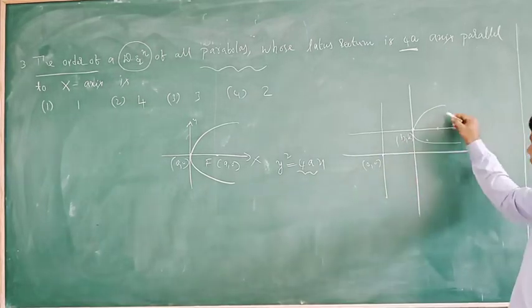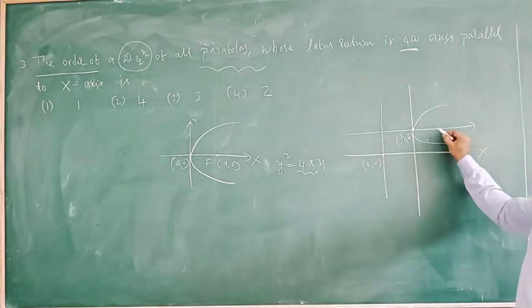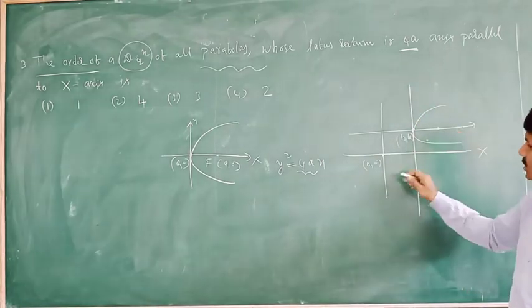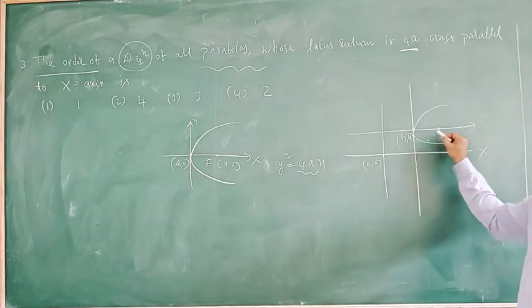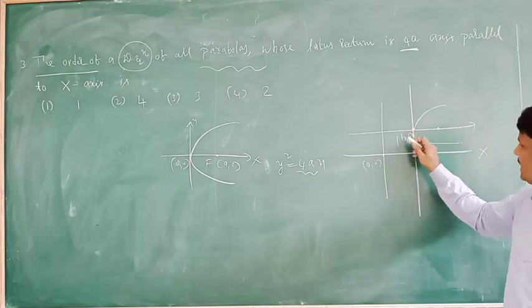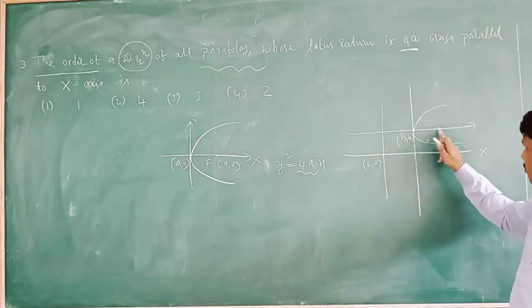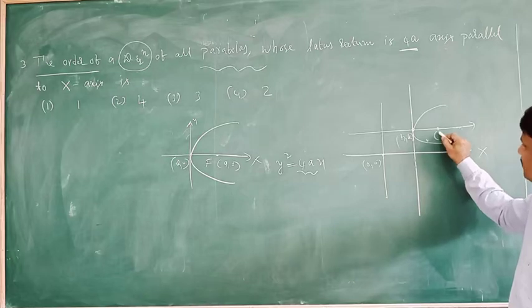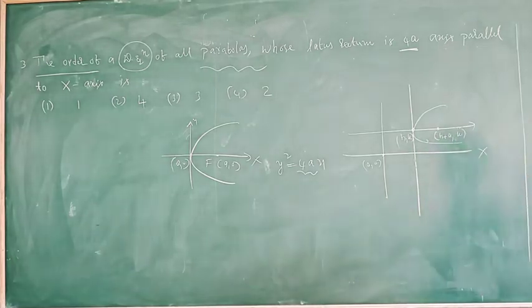Then only you can recognize this parabola equation. So what is the parabola equation here? The focus will be shifted here also. So what is the vertex? The vertex will be (h, k), and the focus will be shifted to (h plus a, k).